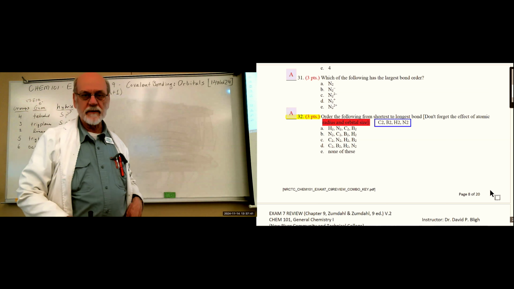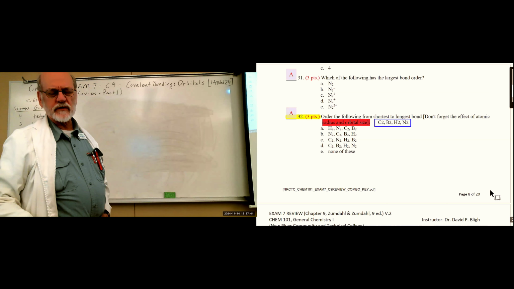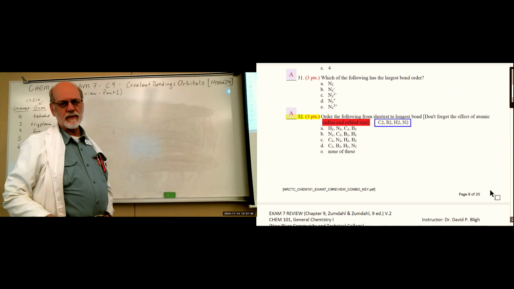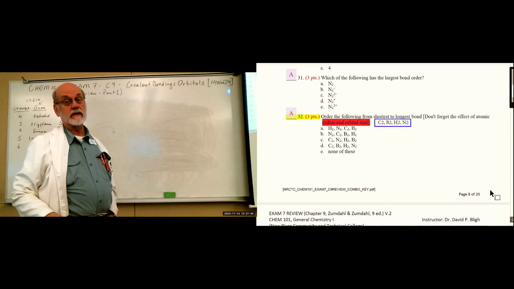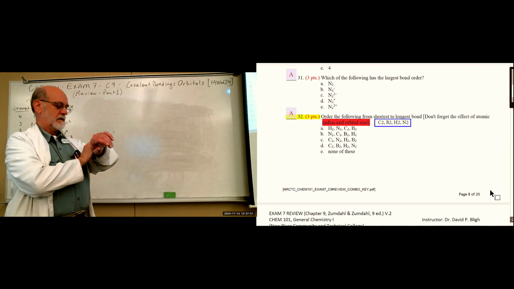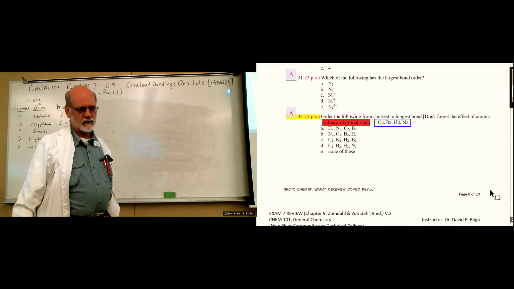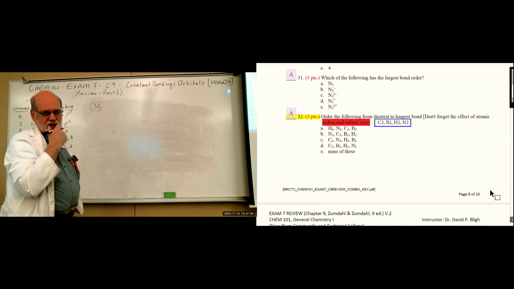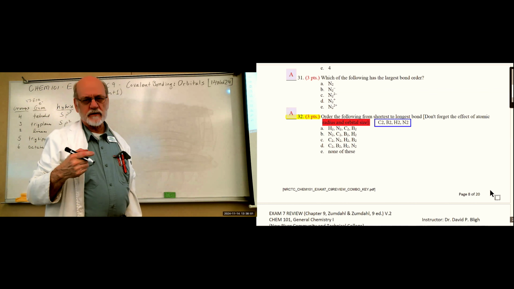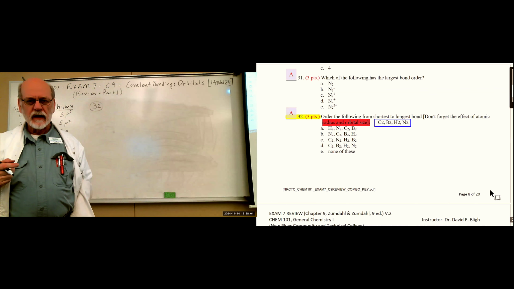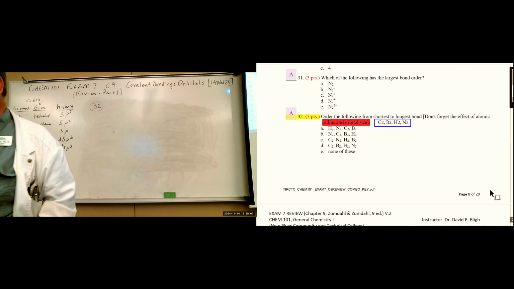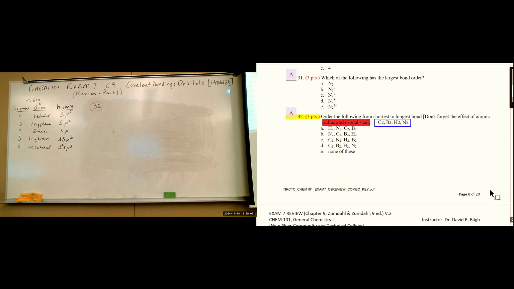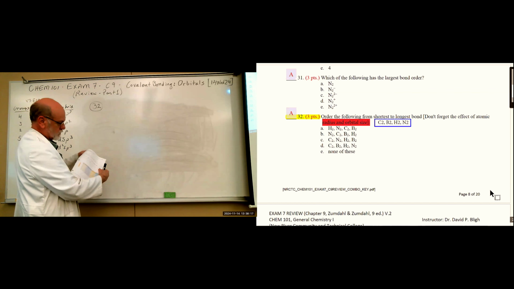Order the following from shortest to longest bond. Don't forget the effect of atomic radius and orbital size. Okay. I'm going to try this one. Let's see, shortest to longest bond. All right, I'll tell you what. In the interest of time, let's do this thing.